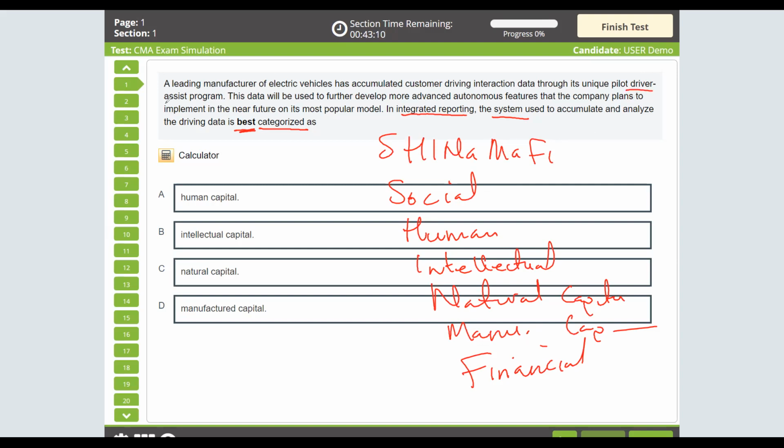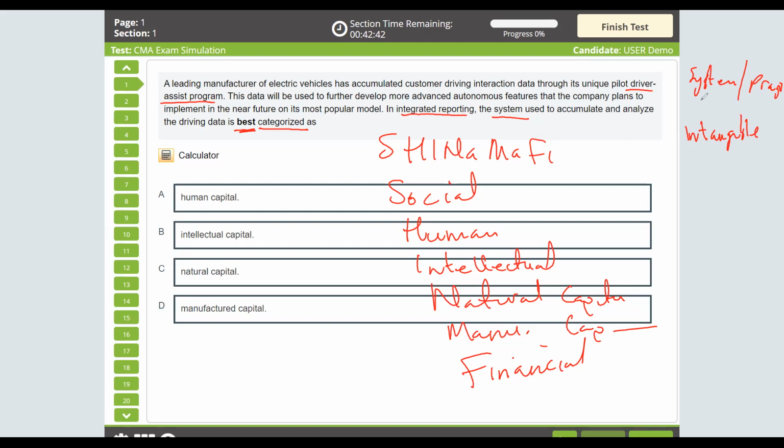Okay, we know the system here was a driver assist program. So we have a system, a program. Okay, this is a process. When you want to describe a process as tangible or intangible, we know it is intangible. Okay, a process is an intangible property, or a system is an intangible property. You cannot touch it physically.